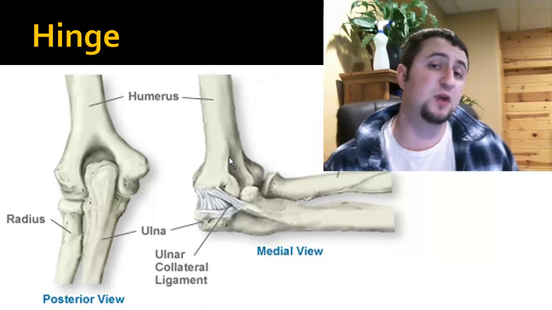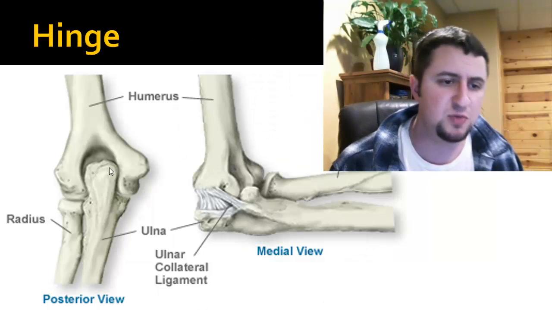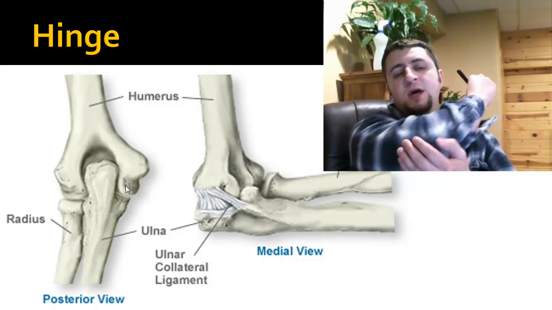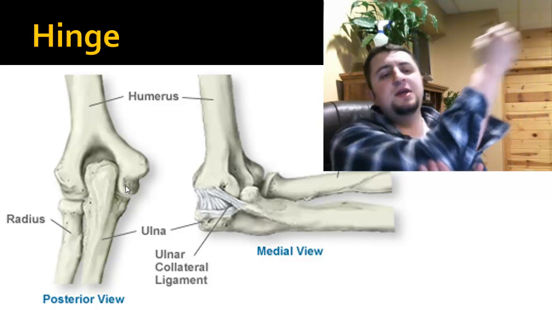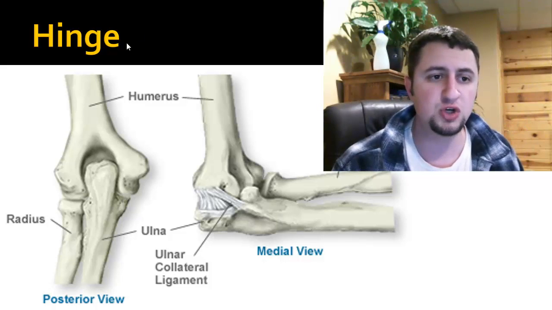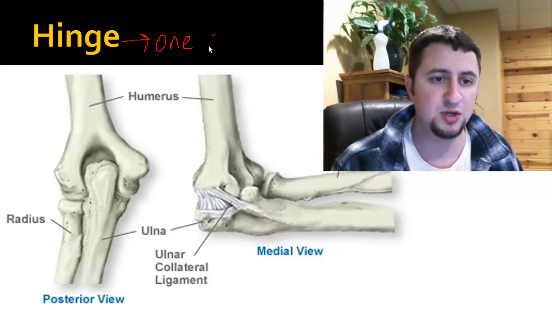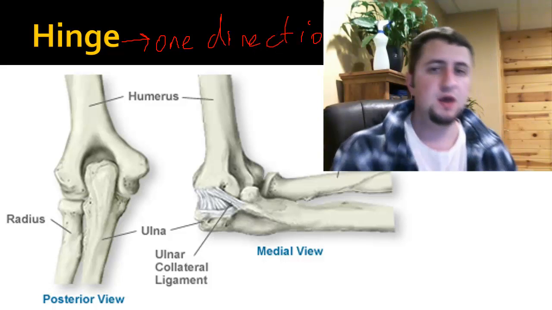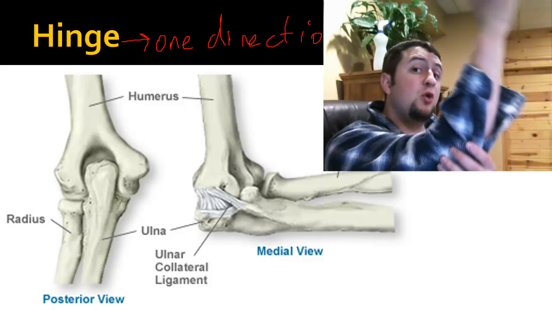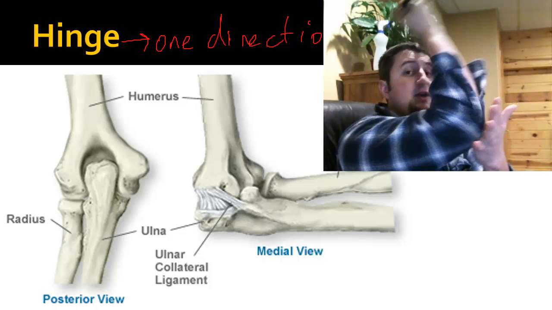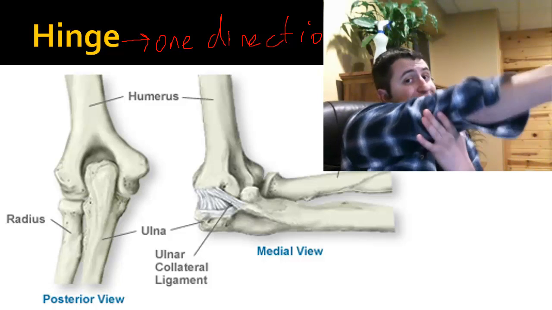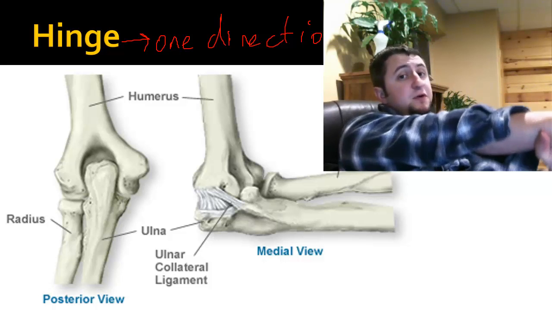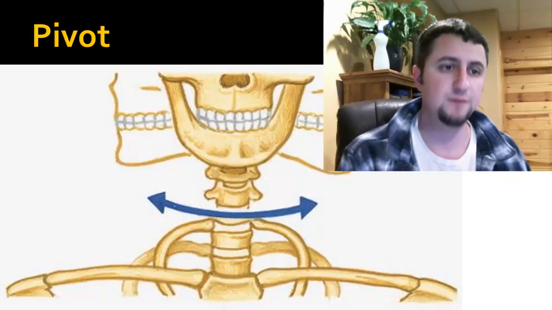The next type of freely movable joint is the hinge joint. A really good example of that is right here at your elbow. The thing about hinges is they allow motion only in one direction. If you think about it like this, take a look at your arm. It really only can move in one direction. You can't really move it the other way. It's possible to hyperextend your arm, but that's really painful and could cause some serious injury.